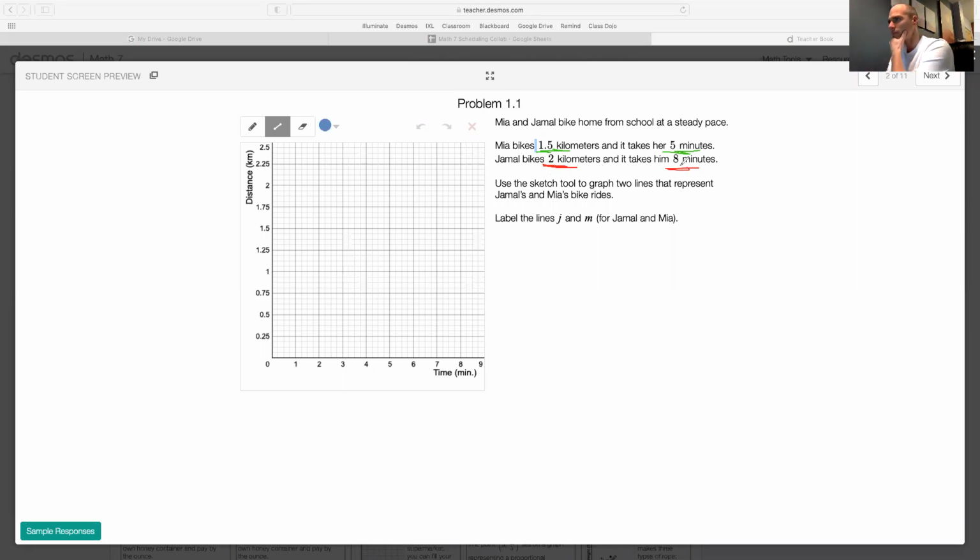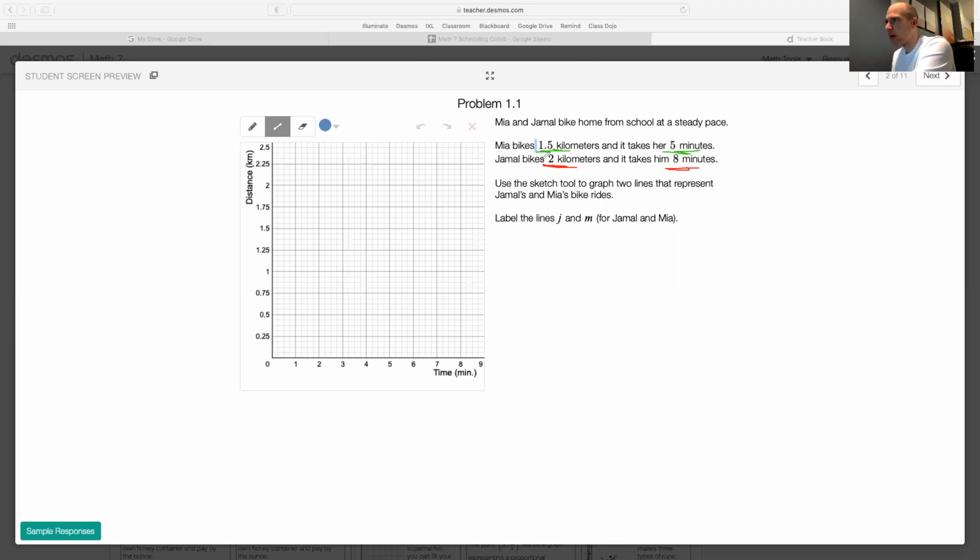be red. And so it says use the sketch tool to graph 2 lines that represent Jamal's and Mia's bike rides, and then label the lines J and M for Jamal and Mia. I'll just keep using green for Mia and red for Jamal. So I already have the red tool out, so I'll do Jamal first. It says he bikes 2 kilometers in 8 minutes. And I notice here that time is on the x-axis and distance is on the y-axis.